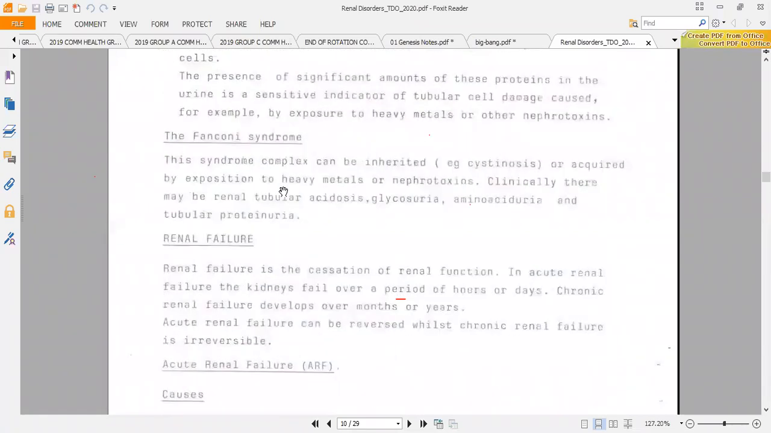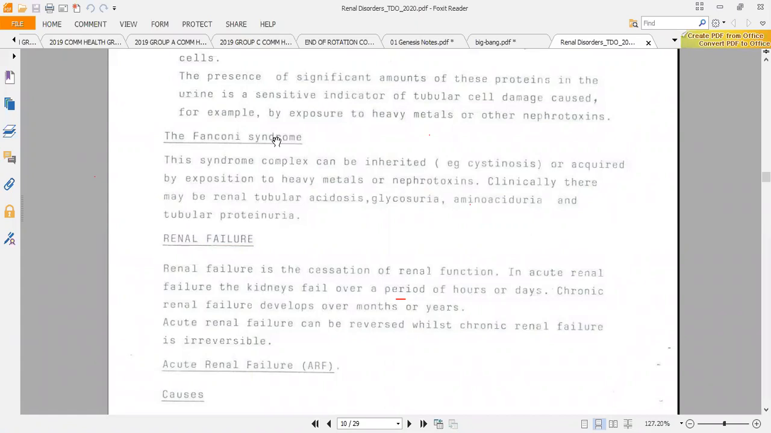There is this condition that I want to talk about, which is Fanconi syndrome. I'm sure you guys have met a condition called Fanconi's anemia, okay, or Fanconi anemia. It's different from this one. They are not the same. For Fanconi syndrome, what is happening is that the proximal convoluted tubule cannot absorb any compounds at all.